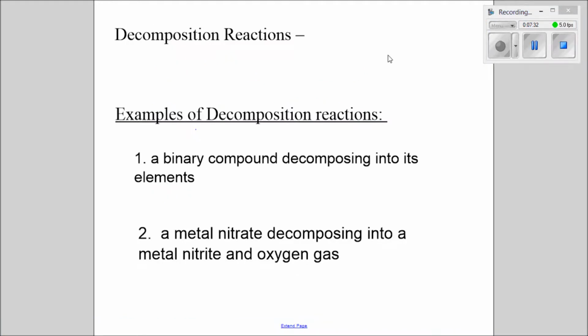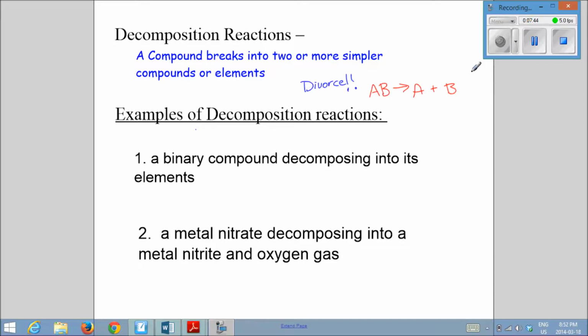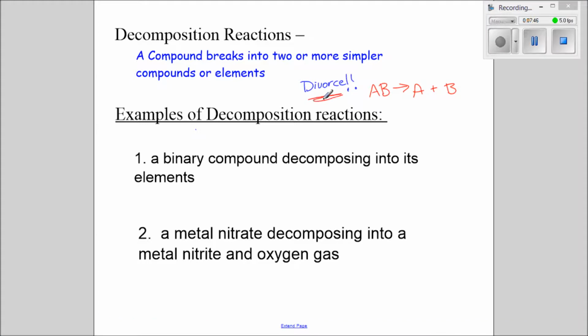Next, that's the end of synthesis. We're going to talk about decomposition reactions. Decomposition is when a big compound breaks into 2 smaller, simpler compounds. The analogy for this is divorce. So you have AB, a big reactant, turning into 2 separate products. It's the opposite of synthesis.